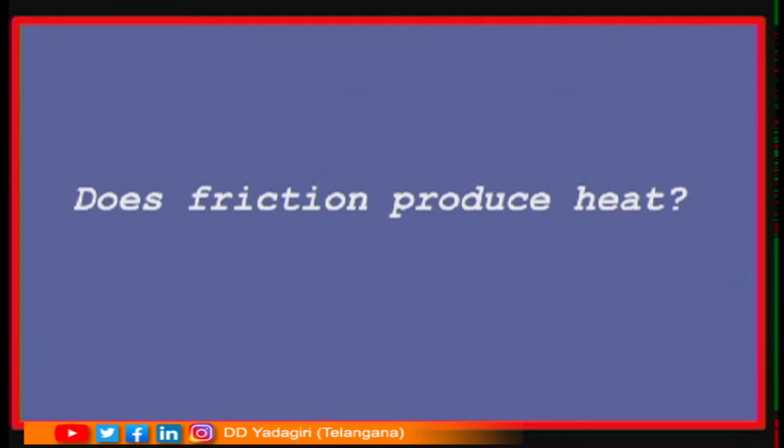Really, does friction produce heat? Let us look through this small activity.